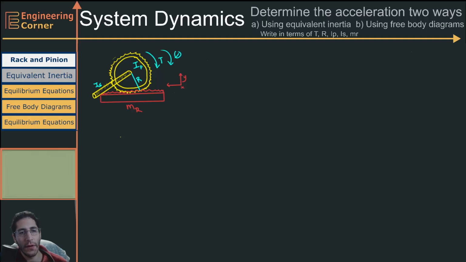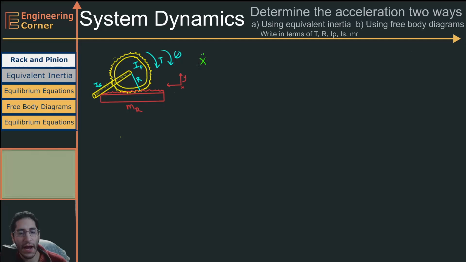In this video, we're going to look at this rack and pinion system, and we're going to look at how to derive an expression for the acceleration x double dot two different ways. First, by using our equivalent inertia method, and then second, by using free body diagrams and our force balance equations.